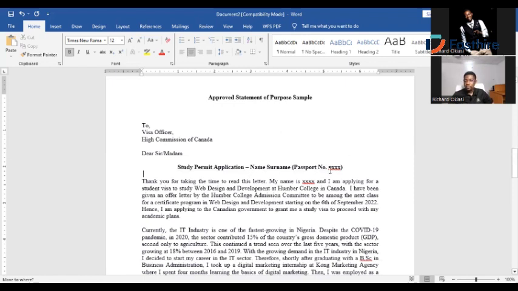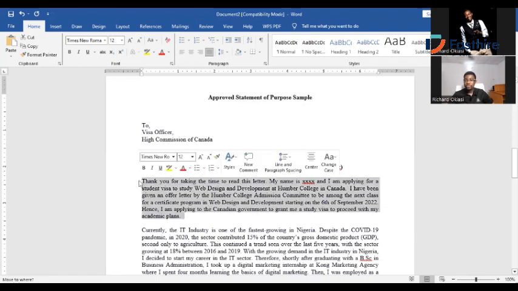You could add your passport number. Some people say it's not necessary since you're already submitting your passport. Well, whatever works for you. For this client, she did add hers, and it wasn't an issue. Now, this first paragraph is the introduction.